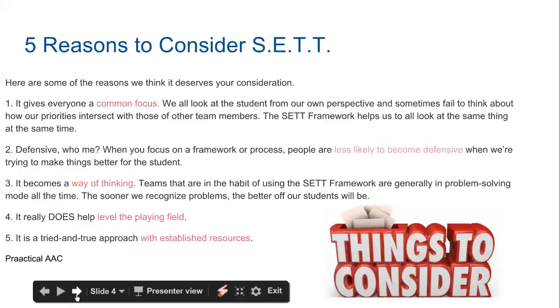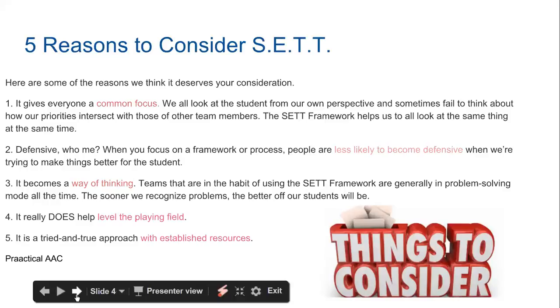But it still can help, even if that's the case, it still can help us kind of go back as a team, look at the student and the environment and the task, and see how that tool might be able to work. But the SETT framework is not designed to put the tool first. It's designed to have the tool as a last option.